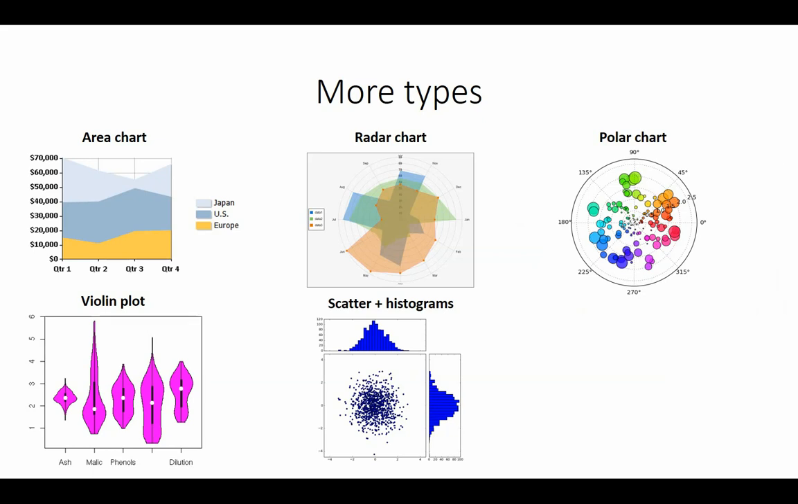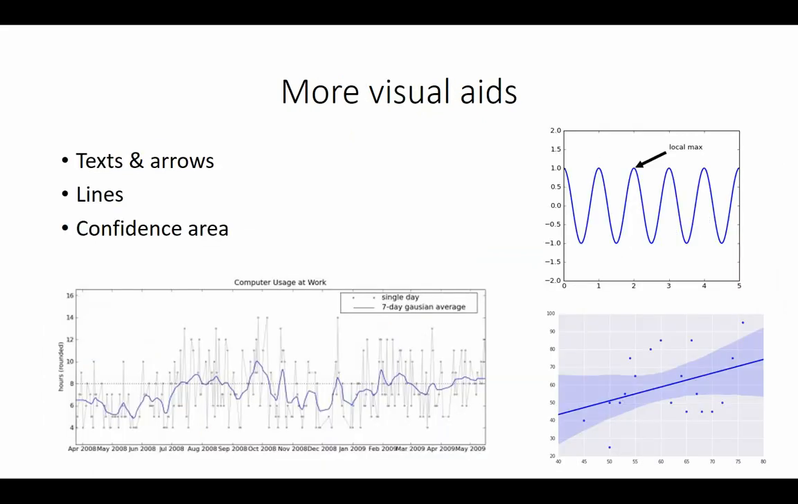And you can sometimes combine all kinds of plots together. For example, you can have a scatter combined with a histogram. And then you can see 2 variables through a scatter plot and the marginal distribution of each of these variables through a histogram, like here.